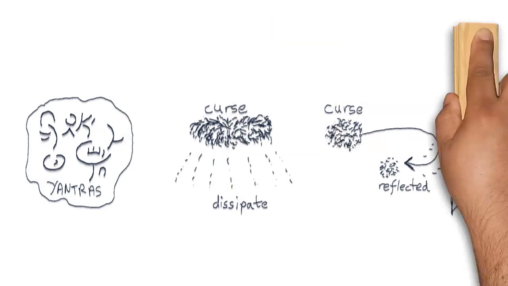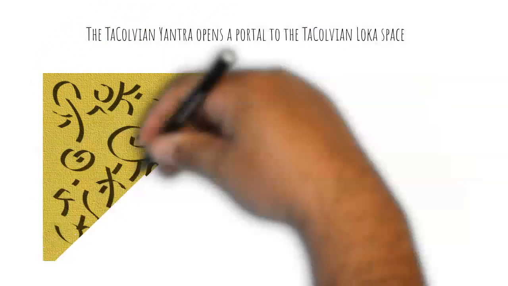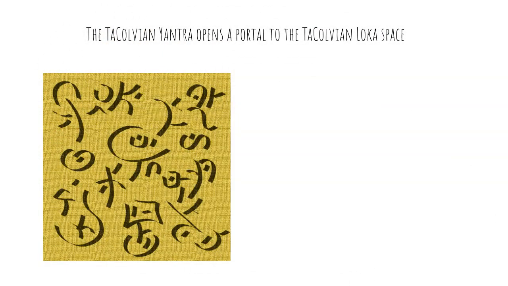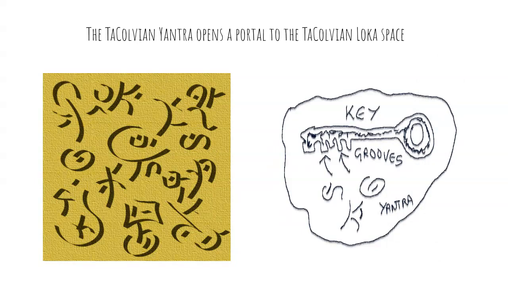So let us be clear here. The TaColvian Loka space is actually a closed series of positive lokas that has the characteristics of both reflecting curses and dissipating them. The TaColvian Loka contains symbols that allow us to open a portal to the TaColvian Loka space. So in other words, this yantra is a key to open a particular positive dimensional Loka space. Each symbol you see is like a groove on a key, that once combined opens a particular space in this universe, that houses the combined TaColvian Lokas.